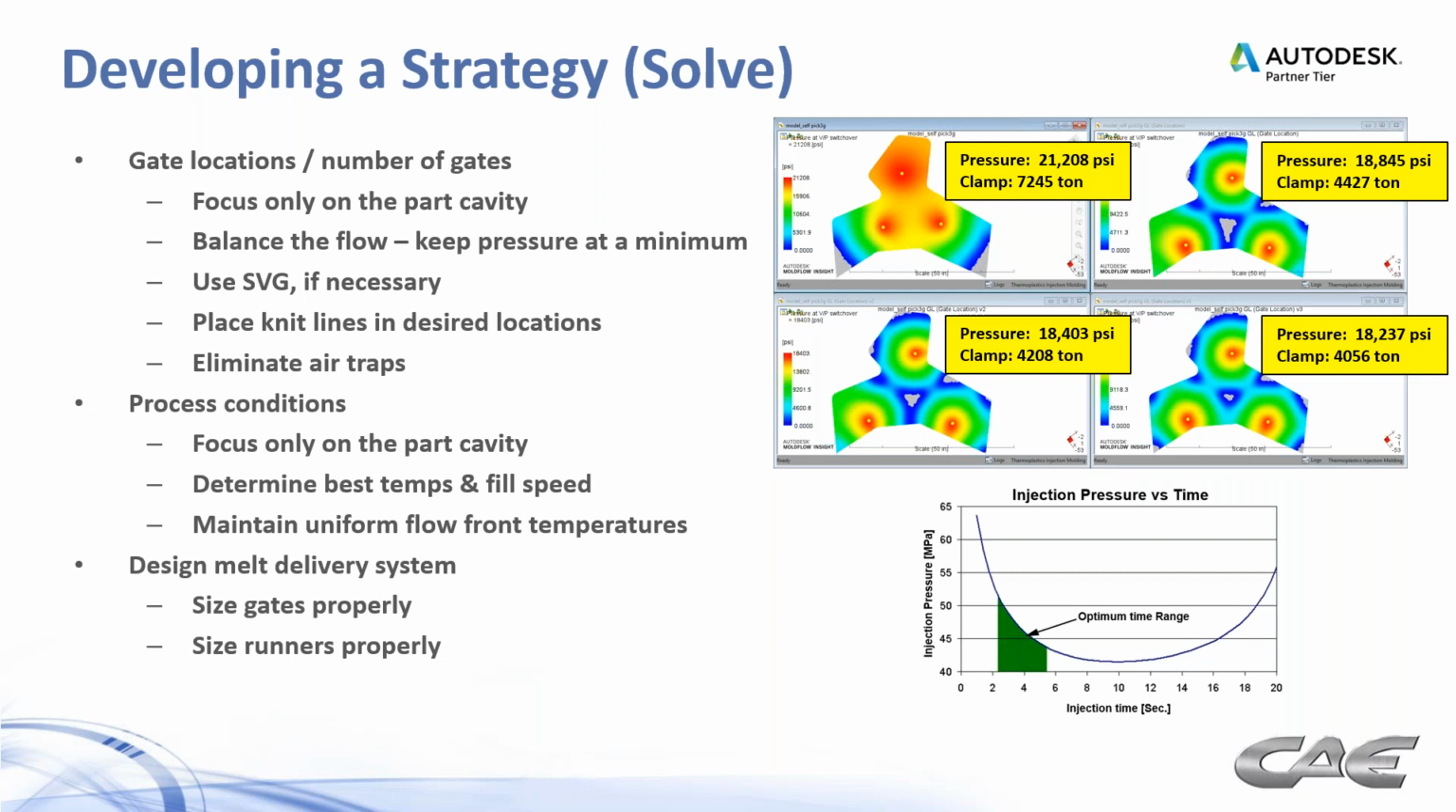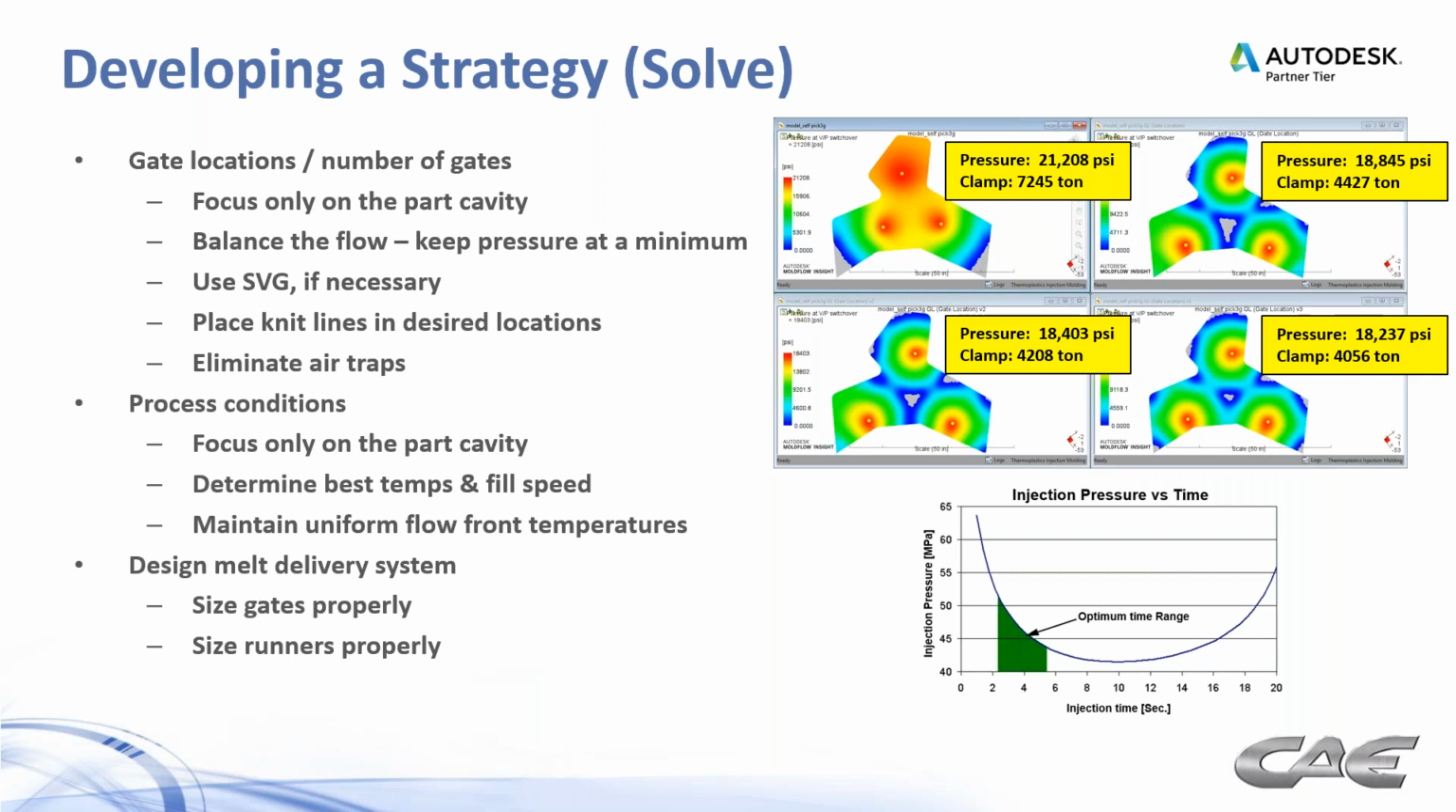Once we've got our gates in line, now we've got to focus a little bit on the process, and we're going to start just by looking at the process in the part cavity itself. So we want to determine the best mold and melt temperatures and the best fill speed to achieve that. And one of the goals there is to maintain a uniform flow front temperature, so that we can set ourselves up for a situation where we're packing the part more uniformly.